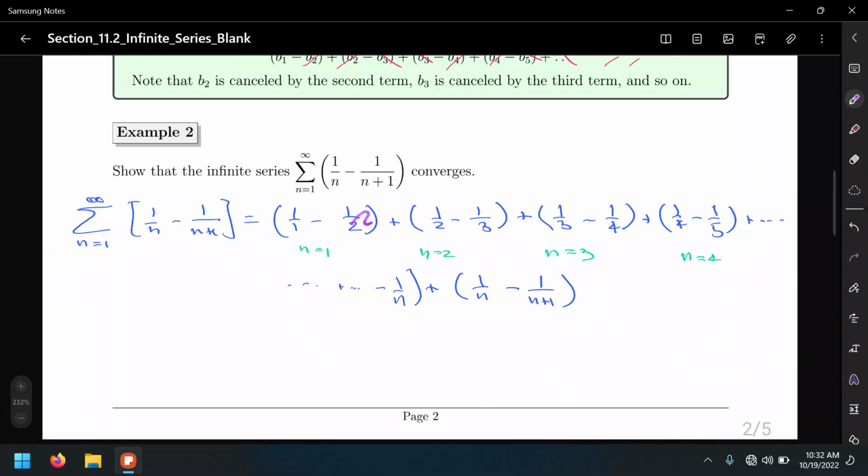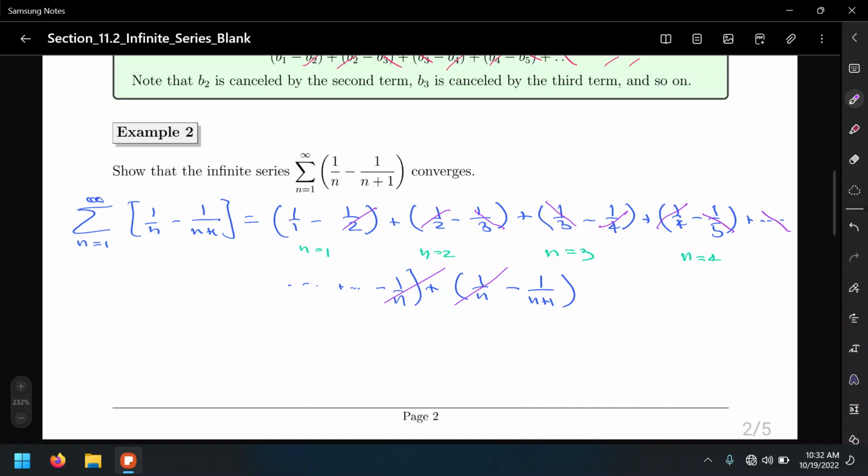So check how this negative 1/2 cancels the positive 1/2, the negative 1/3 cancels the positive 1/3, the negative 1/4 cancels the 1/4, the negative 1/5 would cancel the positive 1/5 in the next term, and see how this cancellation pattern continues, and in this case cancels 1/n minus 1/n. And what are the terms that survive the cancellation? It's the initial term and the final term.